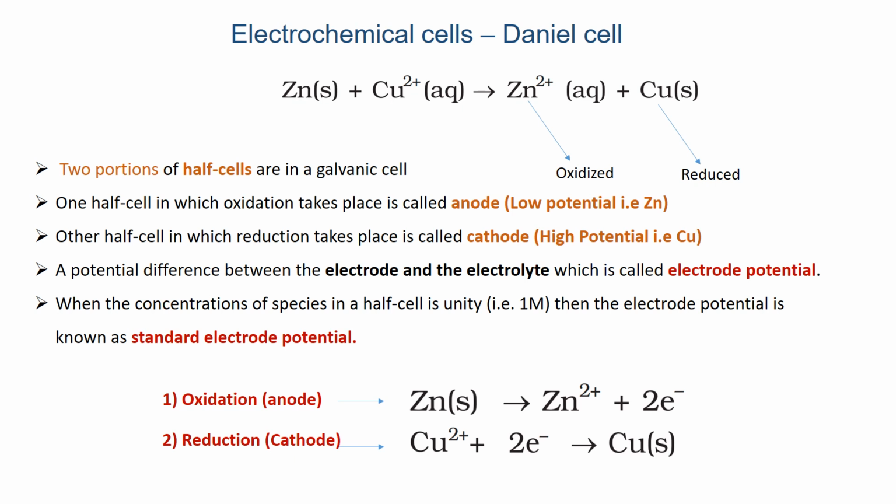So, as we see in the reaction between zinc and copper, zinc is oxidized to zinc ion, Zn 2+, and it loses 2 electrons, whereas the copper is reduced to copper solid. That is what we can see in the picture. In the picture, you can see the oxidation and reduction.